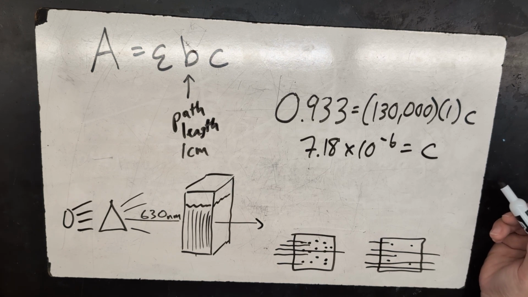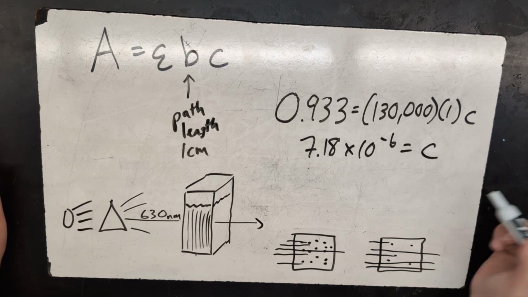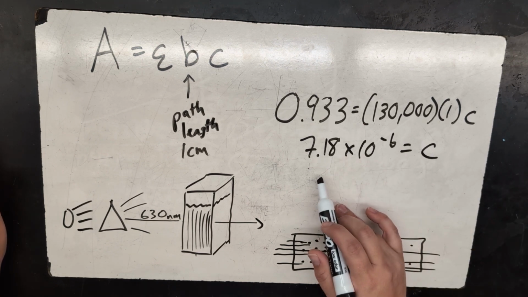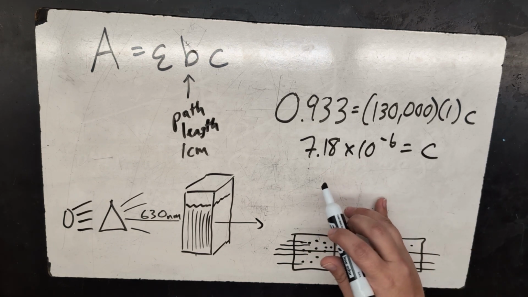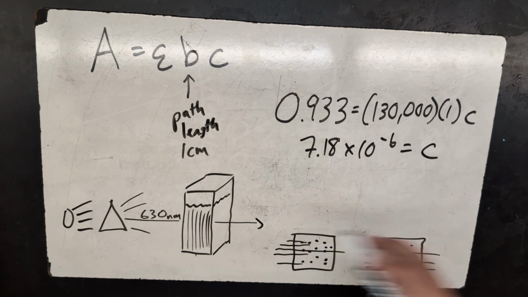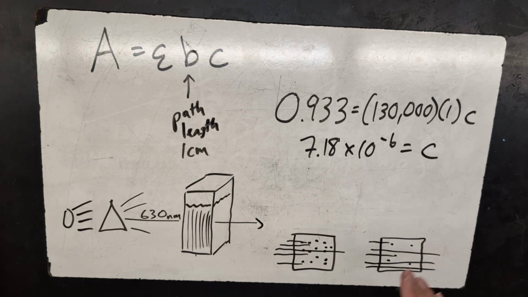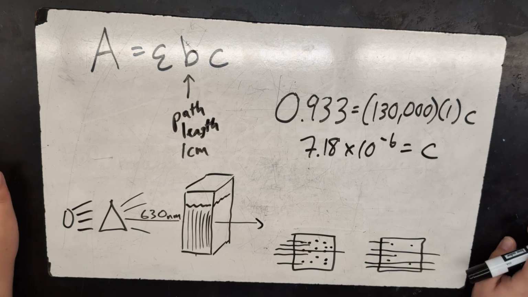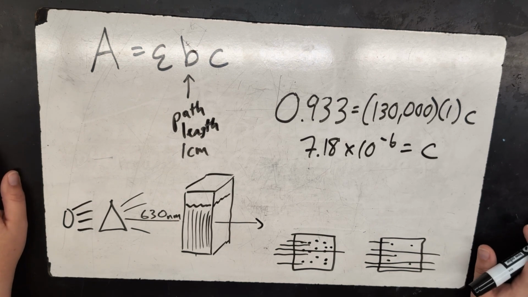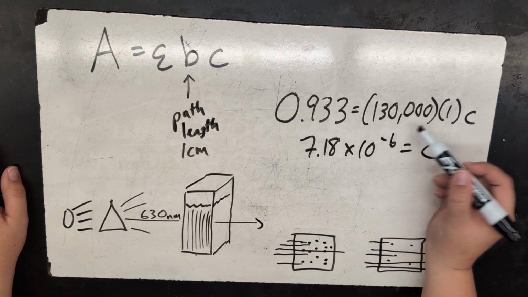However, it's not really going to matter because it's comparative. So, you know, if this concentration is a little too high or a little too low, it's okay, because you're going to be making your calibration curve and then comparing it back to the calibration curve. It'll still be all right. So there's our molar absorptivity constant.